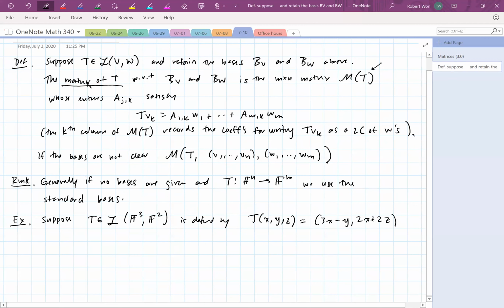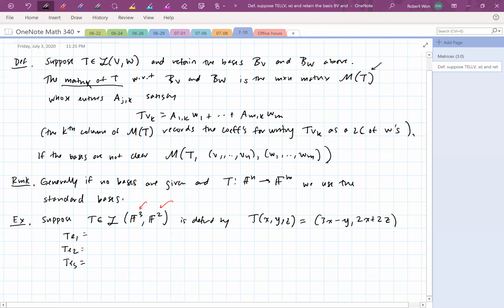Now, if you want to find the matrix of T, what do you do? Well, you need to take a basis for this space, plug it into T, and write the result with respect to the basis of this space. But here, no basis is given. That must mean the standard basis. So the standard basis here is e1, e2, e3. So we just need to know T e1, T e2, and T e3.